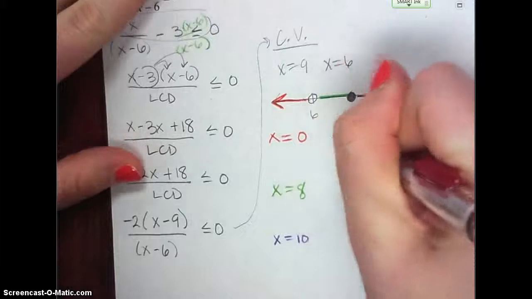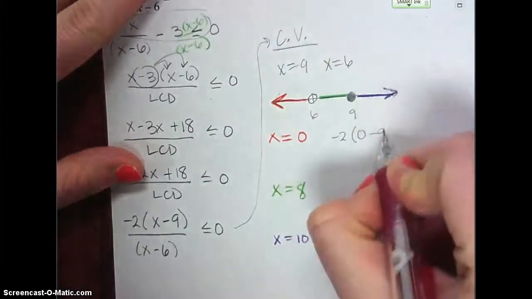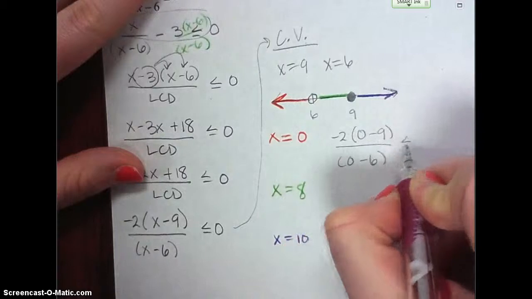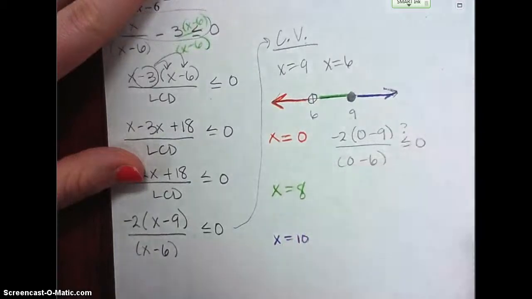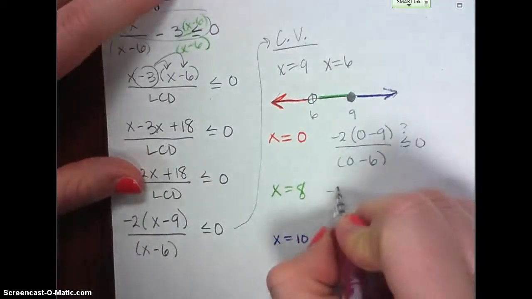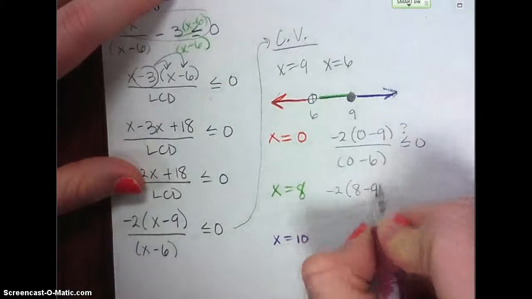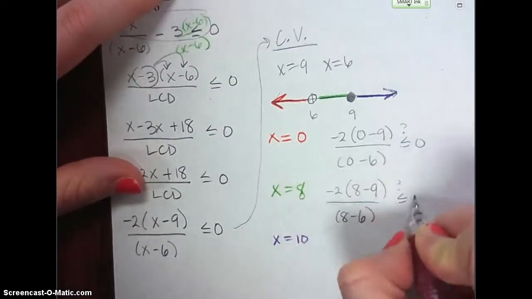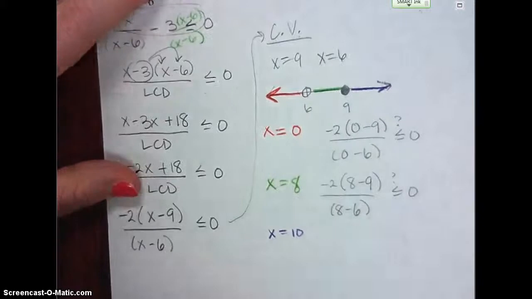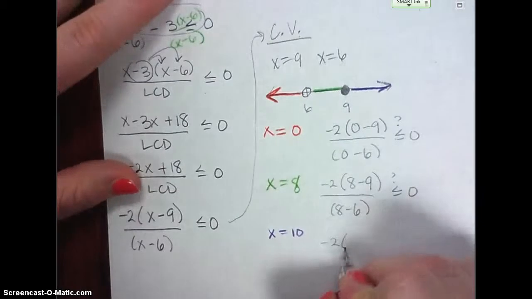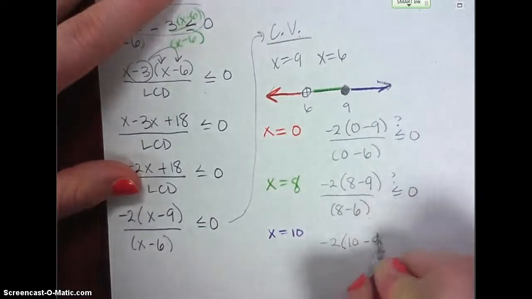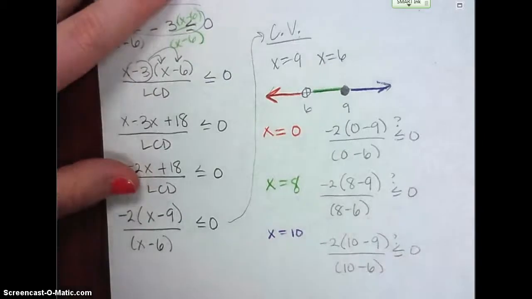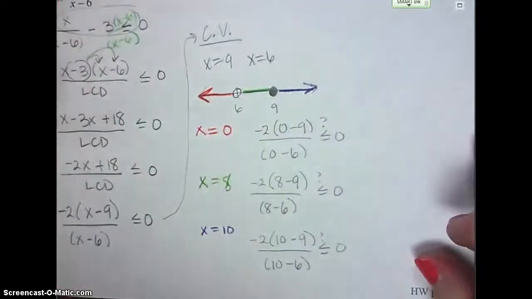So negative 2 times 0 minus 9 over 0 minus 6. Is that greater than or, sorry, less than or equal to 0? Then the next one, negative 2 times 8 minus 9 over 8 minus 6. Is that less than or equal to 0? And then the last one, negative 2 times 10 minus 9 over 10 minus 6. Is that less than or equal to 0? So now we want to check it.